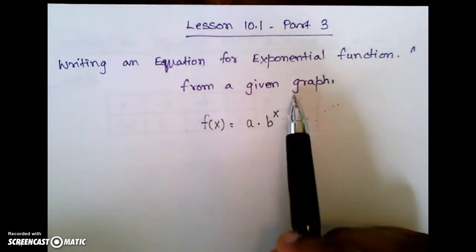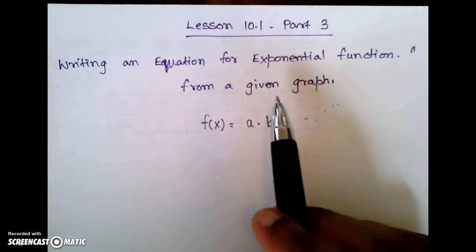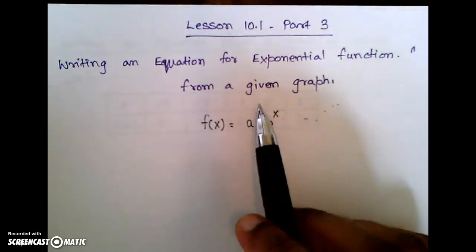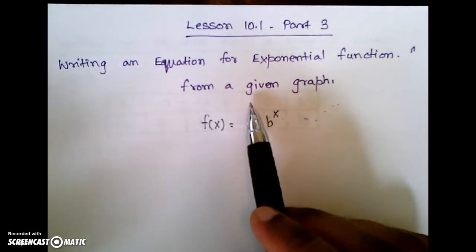It could be given to you as a graph. It could be given to you as a table of values. It could be given to you as just 2 points. Or it could be given to you as a verbal description. So first we're going to look at how to write an equation when the graph of the exponential function is given to you.